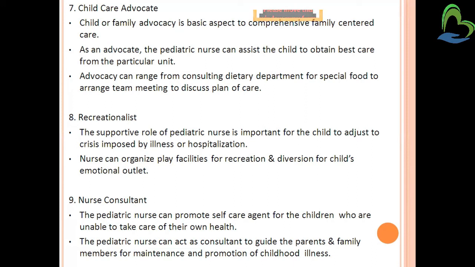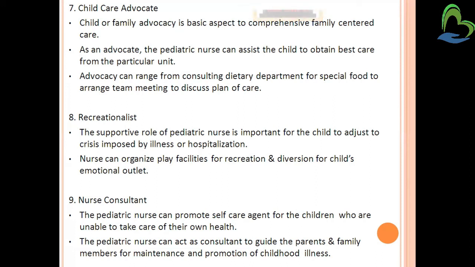Then eighth role is as a recreationalist. The supportive role of pediatric nurse is important for the child to adjust to crisis imposed by illness or hospitalization. So as a recreationalist, the role of the nurse is supportive. So she should support the child so the child can adjust with his illness as well as hospitalization. Child never likes to stay in hospital when a child is ill. So pediatric nurse has to help the child to adjust with the illness and with hospital stay also.